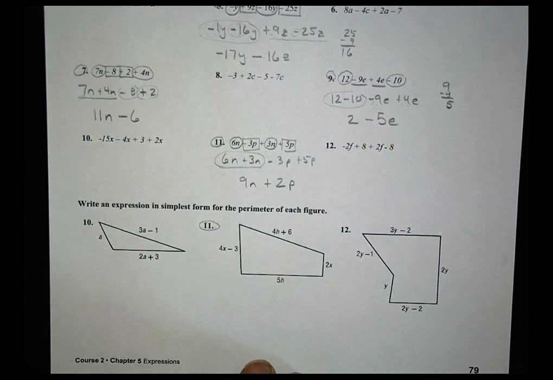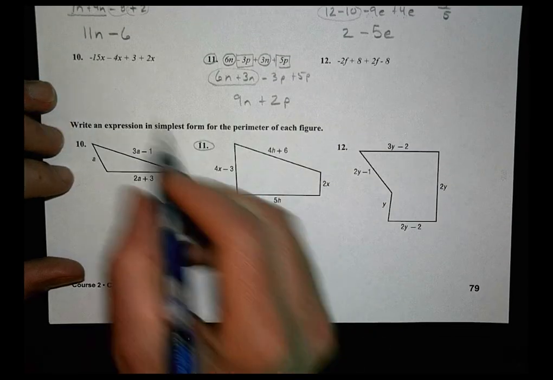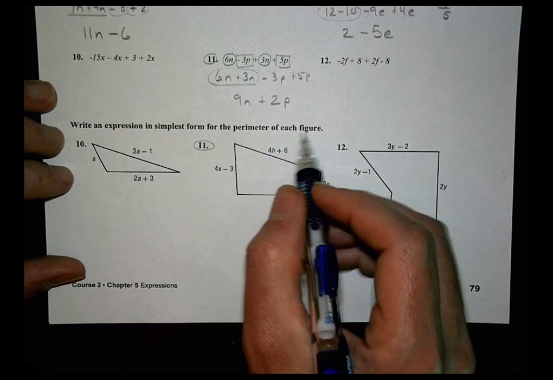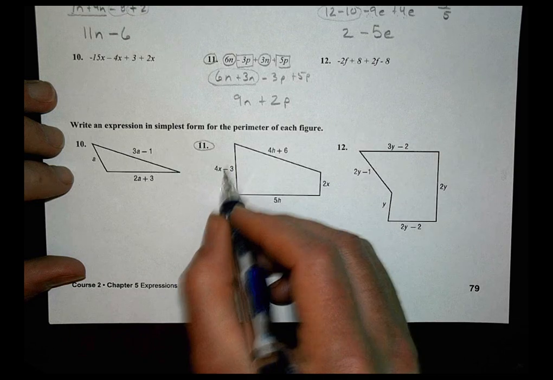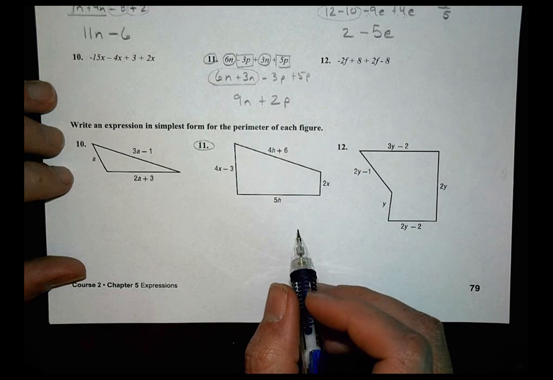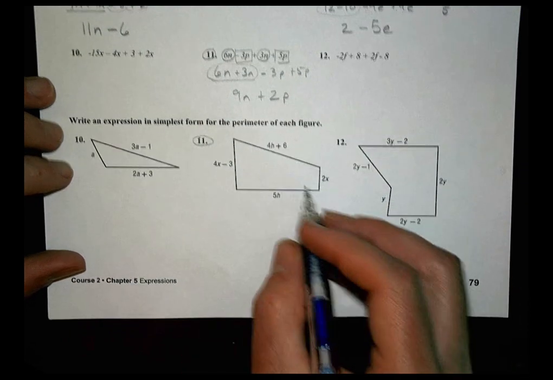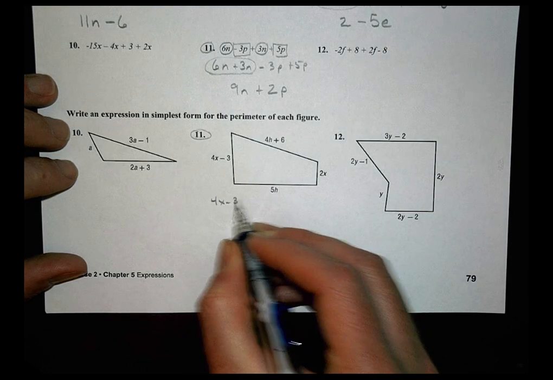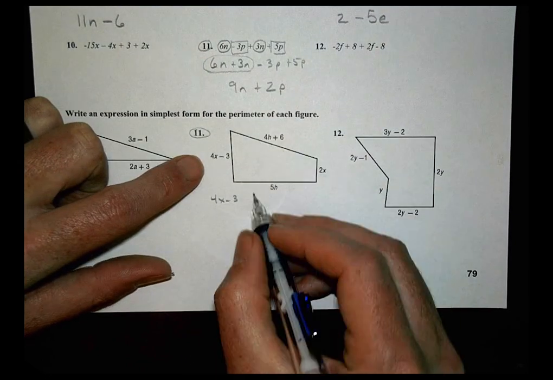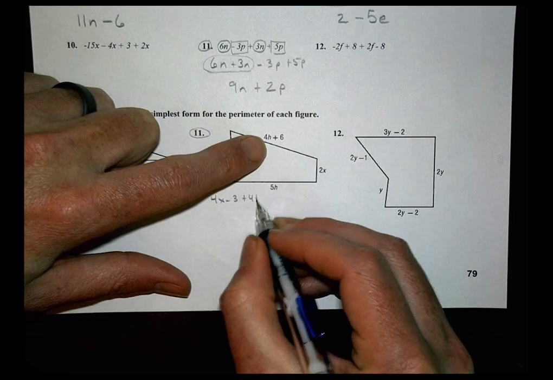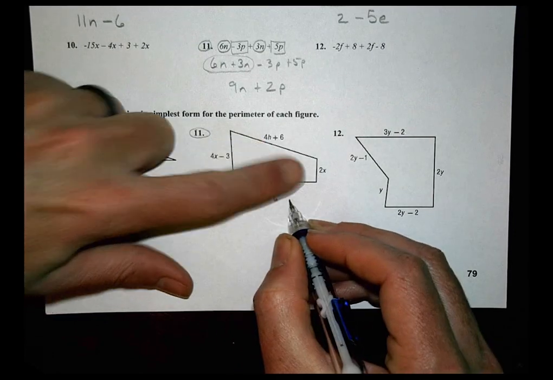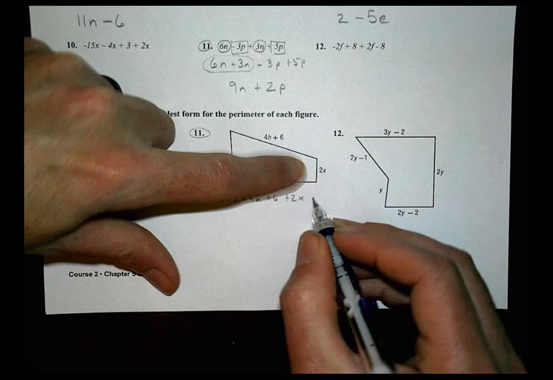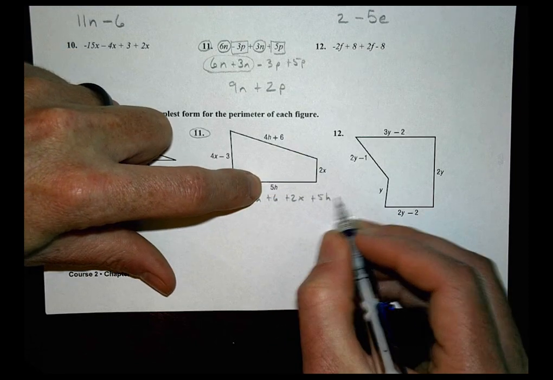For the ones down below, we have to find the perimeter, and it says write the expression in simplest form for the perimeter of each figure. So the perimeter is going to be a combination of all the sides. We're just going to simply add them up. So I have a 4x minus 3, plus 4h plus 6 plus 2x plus 5h.